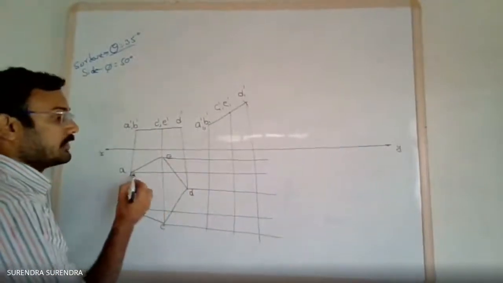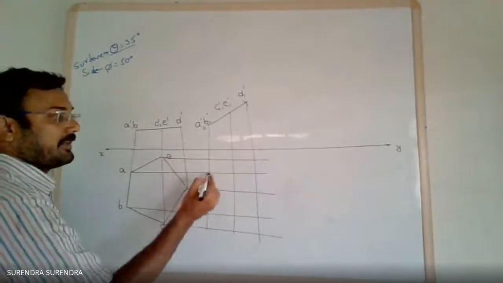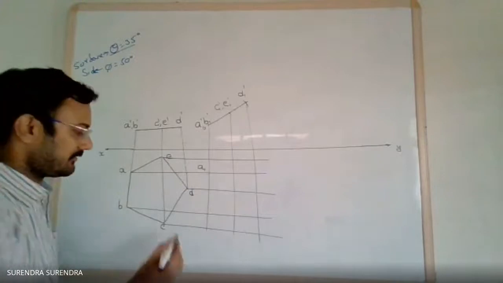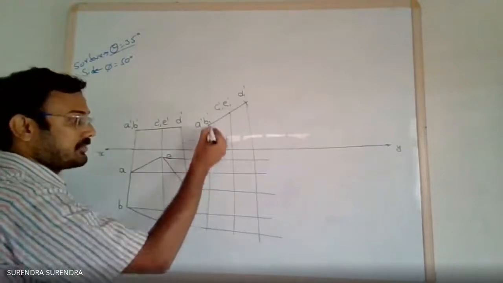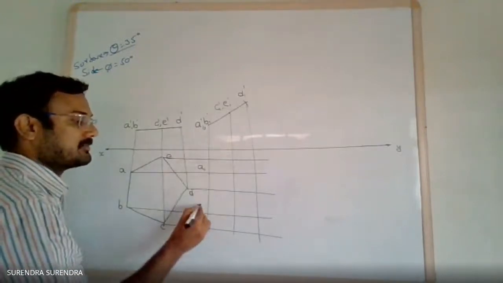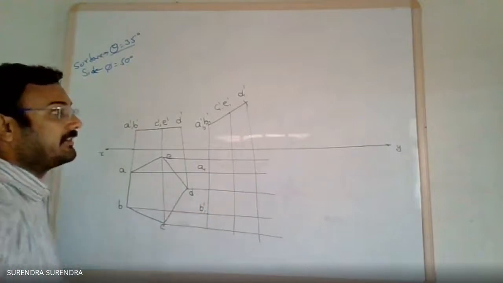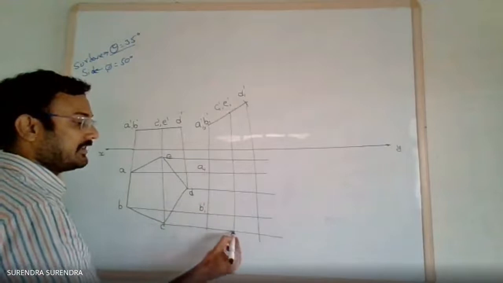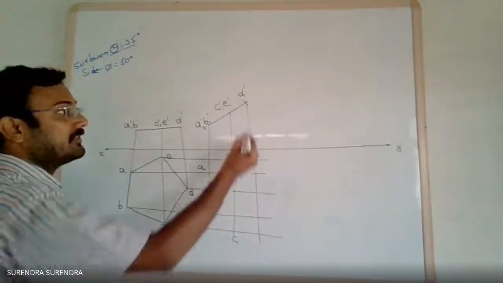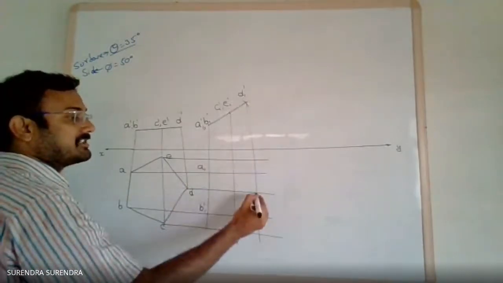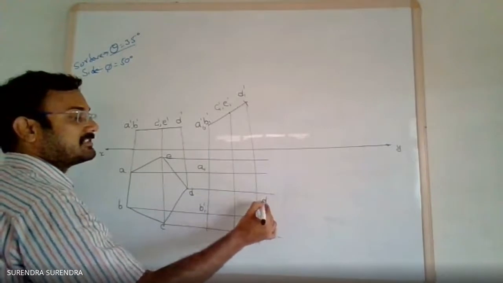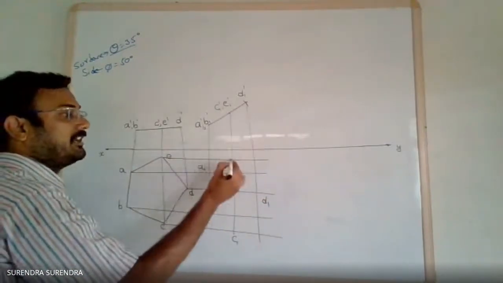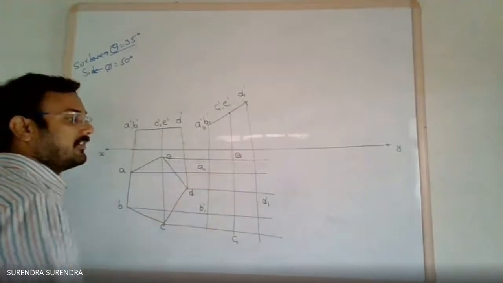So locus from A, projection from A1 dash. Name this point as A1. Locus from B, projection from B1 dash. Name this point as B1 dash. Next, C1 dash and C. It is C1. D1 dash and D intersection point. Name this as D1. Next, projection from E1 dash and E. Name this point as E1.